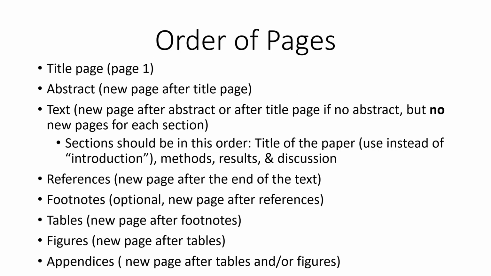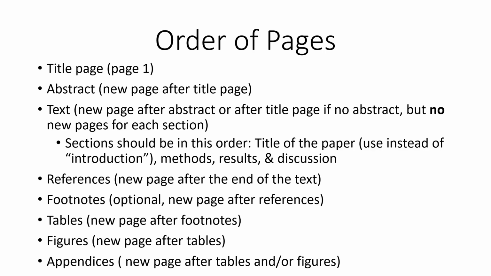Here's the order your pages should go in. Page 1 is your title page. Page 2 is your abstract. Page 3 is the text, and there are specific sections here. Give the title of your paper as your Level 1 heading, bolded and centered, along with the methods, results, and discussion. This is followed by your references, which starts on a new page, with the title centered and bolded.